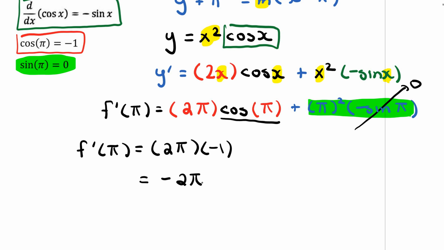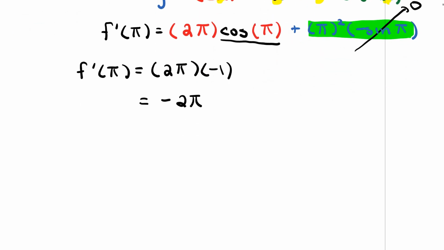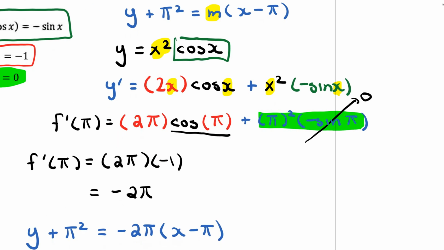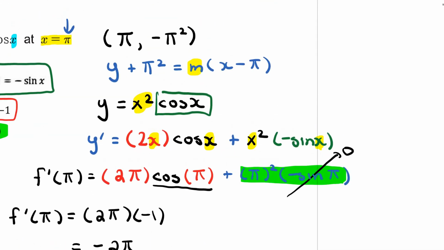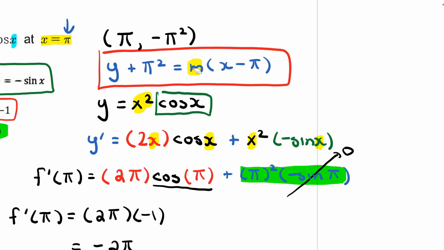Okay, so that's looking pretty good there, and if I have to write out my final tangent line here, I guess I have y plus pi squared equals negative 2 pi bracket x minus pi. Okay. All right. So basically, if I go back to my problem here, once again, if I go back to this red box here, I'm just replacing the m value now with negative 2 pi.